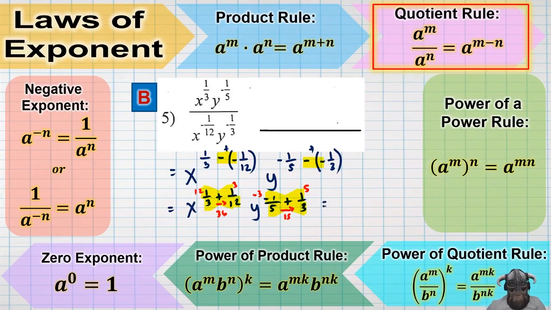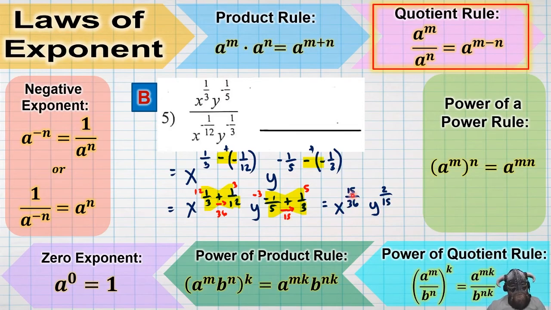So, we'll be having, hindi ko na susulat 12 plus 3. That will be x raised to 15 over 36. So, lagay natin dyan 36. And then, y raised to negative 3 plus 5. That will be positive 2. Then, over 15. In this case, yan na dapat yung magiging sagot natin.